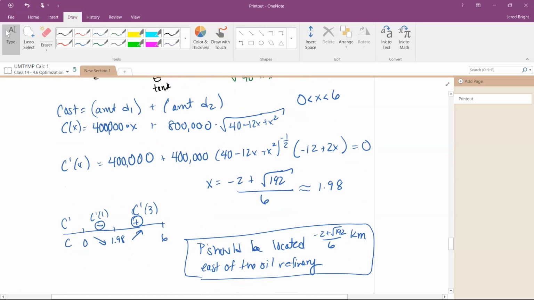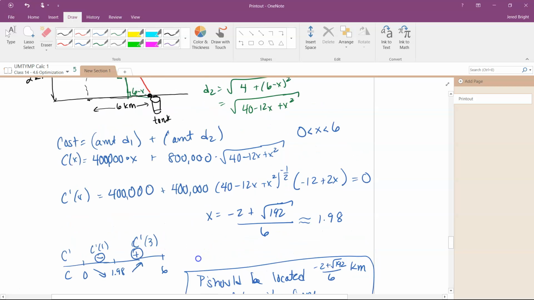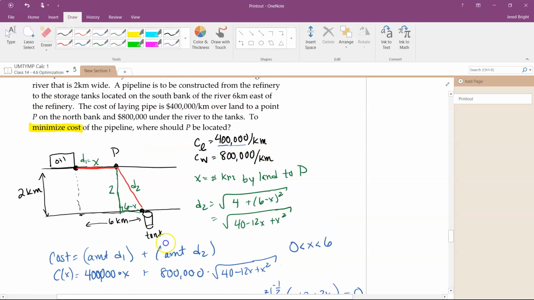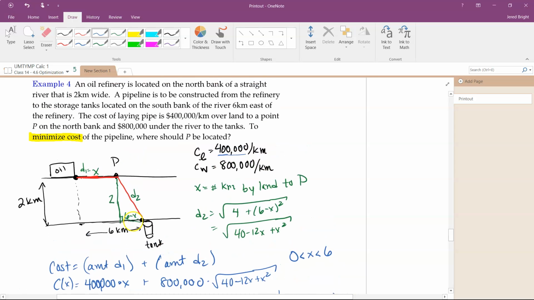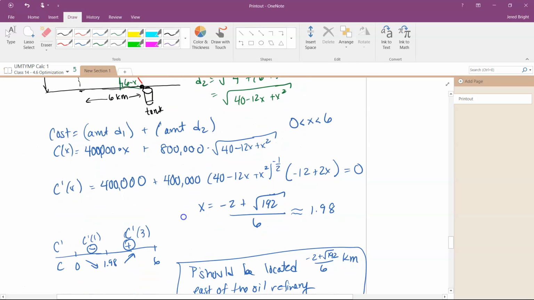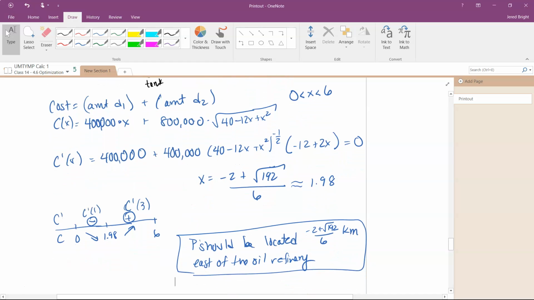Anyway, I believe we've gone through and solved this problem completely from start to end. The idea here again was to get a good diagram going and then recognize from the geometry that there are some constraints. If we let D1 be x and D2 be this other red line here, we're able to find D2 using the information given in the problem: the river being 2 kilometers wide, and then having to be 6 kilometers down shore in total, or east of the refinery in total. Okay, so there we go.